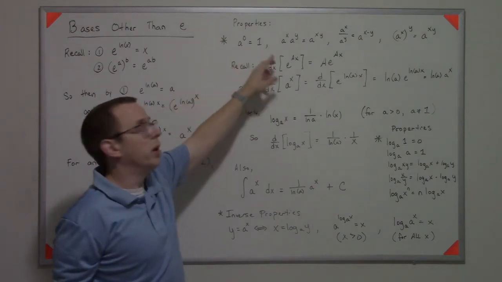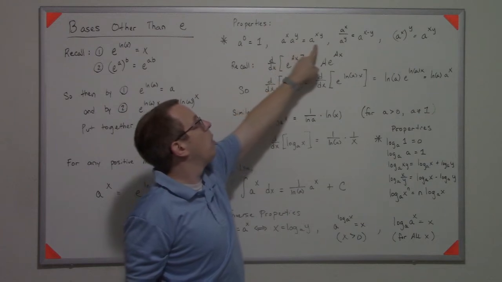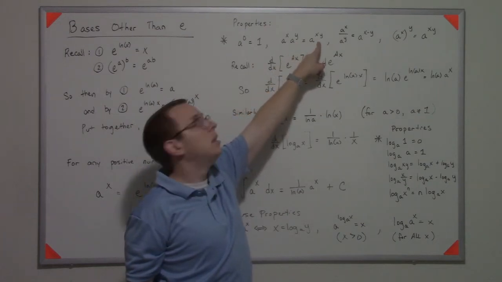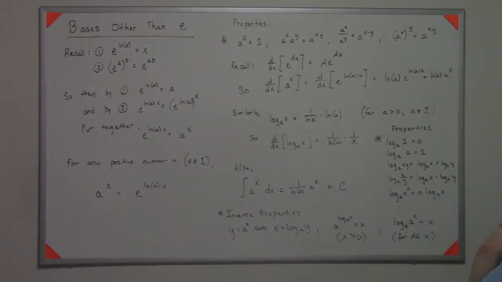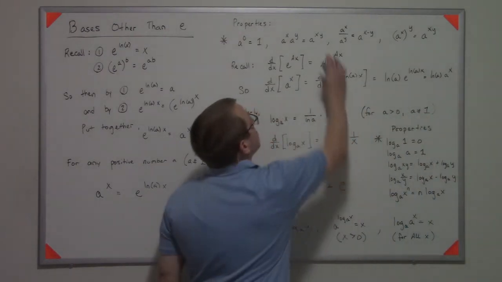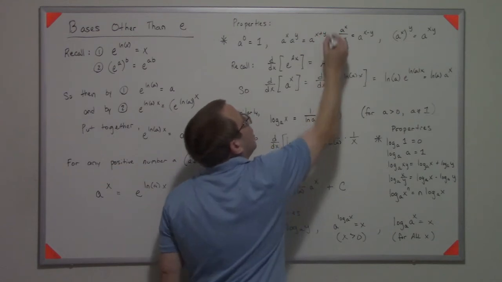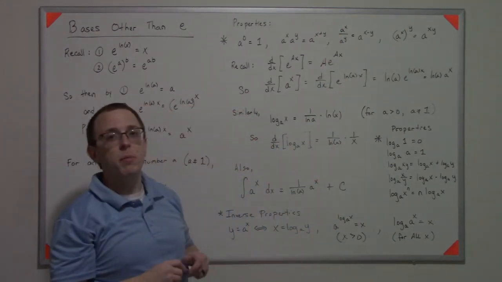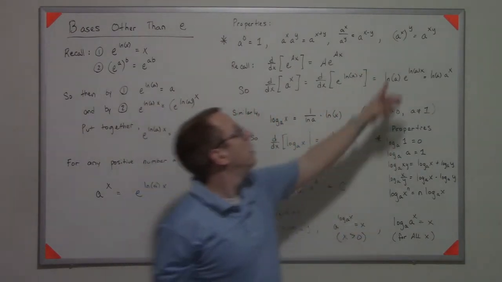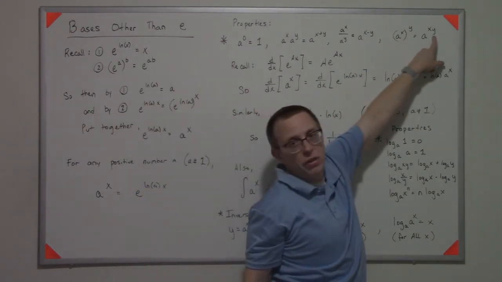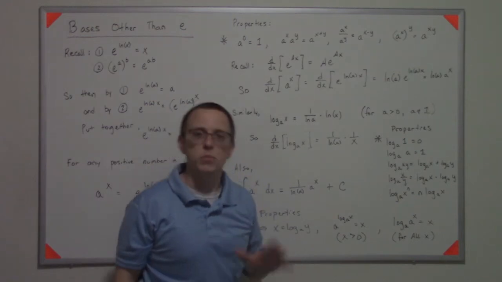a to the x times a to the y is a to the x plus y. I apologize, that should be x plus y. A to the x divided by a to the y is a to the x minus y, and a to the x to the y is a to the x times y. So I apologize there.